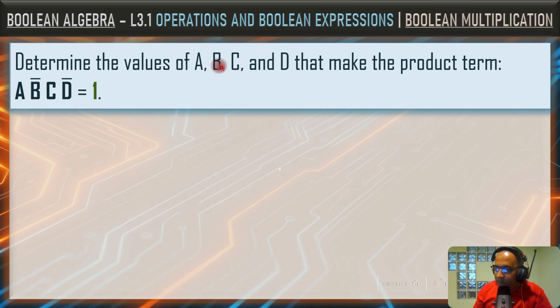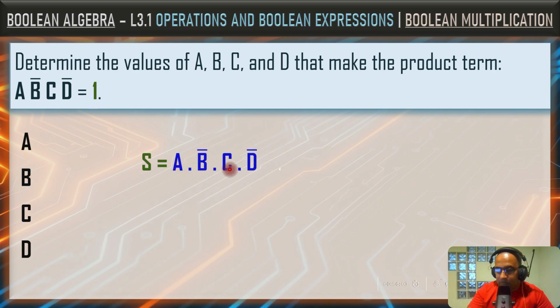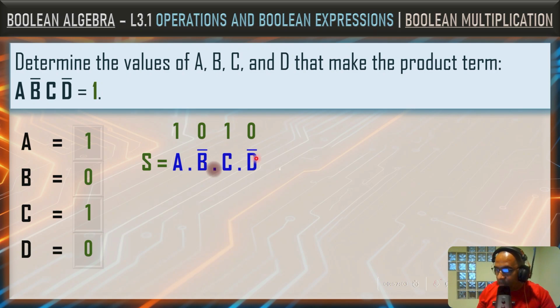Determine the values of A, B, C, and D that make the product term A times B negated times C times D negated equal to 1. If the literals A and C are normal, their value must be 1, like this. If B and D are in their complemented form, the original variables, B and D, must be 0, so that after negation, it becomes 1. Applying this to the term A times B negated times C times D negated, that is A normal, B complemented, C normal, and D complemented. These logic values satisfy the condition.